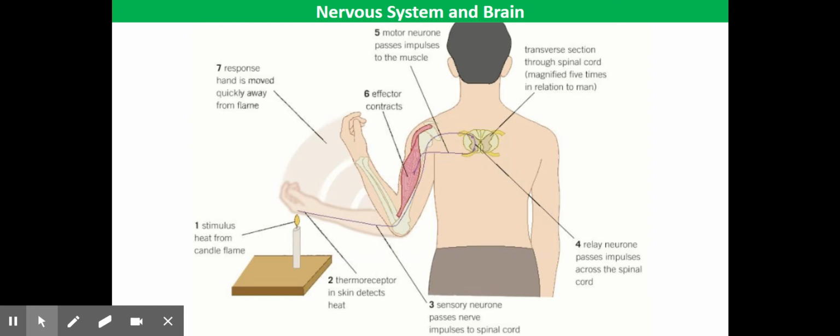The thermoreceptors are going to initiate an action potential in the sensory neuron. That action potential is going to pass to the spinal cord, the central nervous system, where a reflex neuron is going to pass that impulse across the spinal cord from the sensory neuron to a motor neuron. The motor neuron is going to pass that impulse to the muscle, the effector, which is going to contract really, really rapidly, enabling this individual to lift their hand away from the flame.